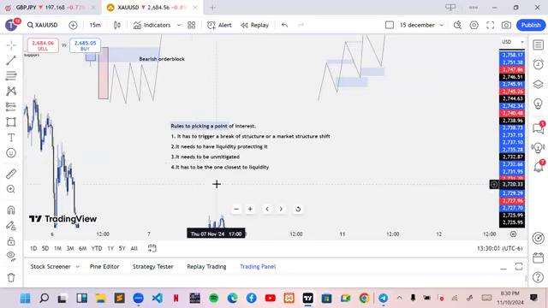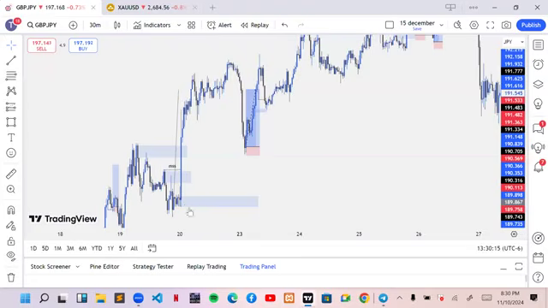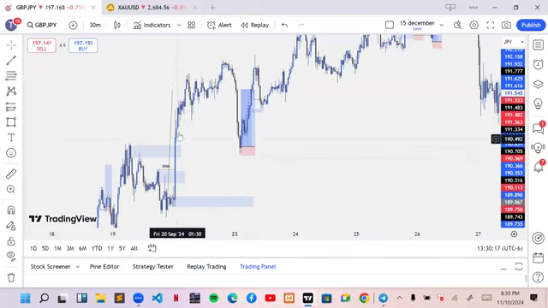Now, what do I mean by liquidity? My liquidity is my inducement. And what is an inducement? Inducement is the first valid pullback that market makes after a break of structure or a market structure shift. Now, what is the first pullback that markets made after this whole impulsive move? Right here. So what was the inducement?